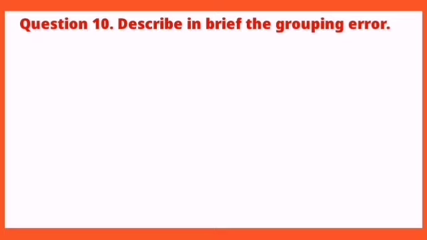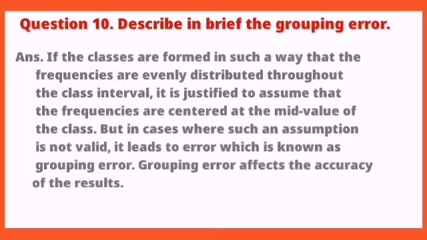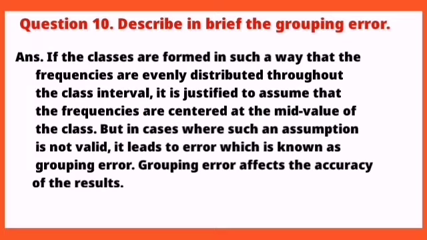Question 10. Describe in brief the grouping error. Answer. If the classes are formed in such a way that the frequencies are evenly distributed throughout the class interval, it is justified to assume that the frequencies are centered at the mid-value of the class. But in cases where such an assumption is not valid, it leads to error which is known as grouping error. Grouping error affects the accuracy of the results.